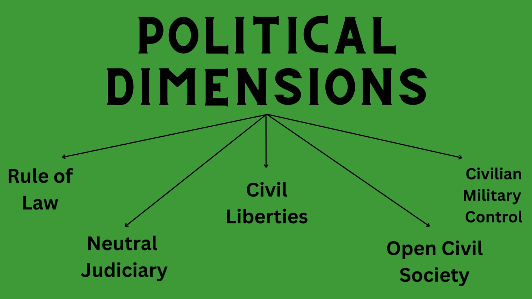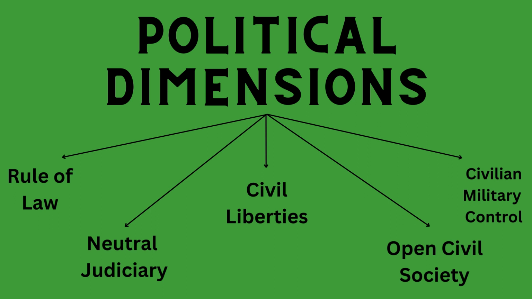Another is what we call open civil society, which means essentially the ability to act independently, the ability to do things independent of what the government might want. A good example of this is independent mass media. So, if all the media in a nation is controlled by the government, then that nation does not enjoy open civil society. And the last one is kind of self explanatory, which is civilian military control, which means the civilians have control over the military. When the military has control over the government, you don't have an advanced democracy.